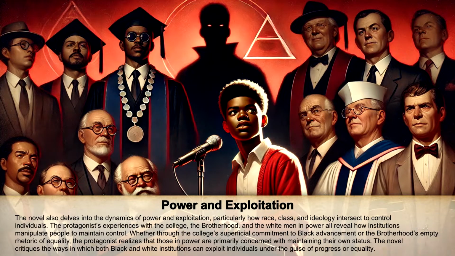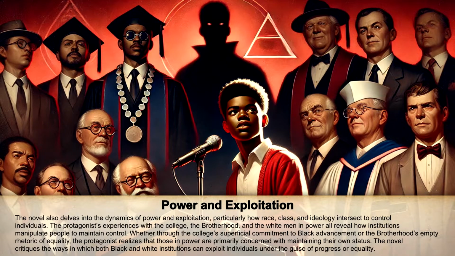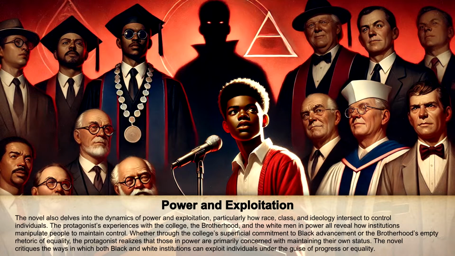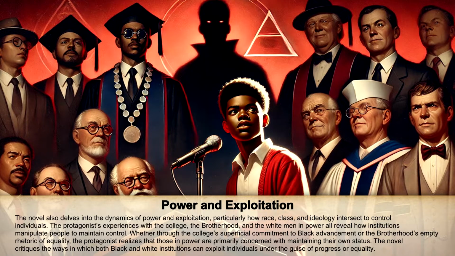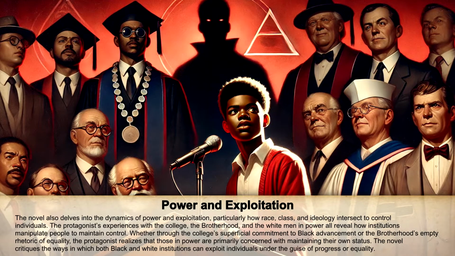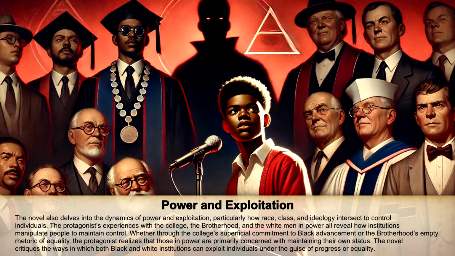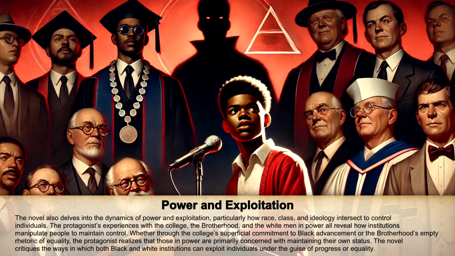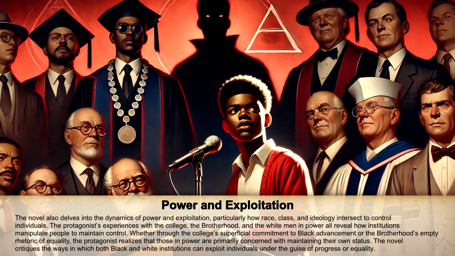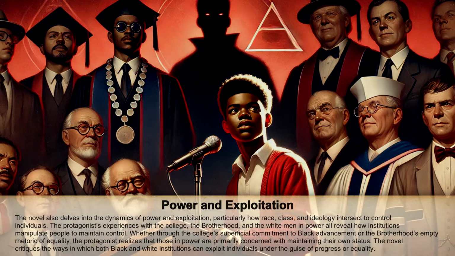Power and exploitation. The novel also delves into the dynamics of power and exploitation, particularly how race, class, and ideology intersect to control individuals. The protagonist's experiences with the college, the Brotherhood, and the white men in power all reveal how institutions manipulate people to maintain control. Whether through the college's superficial commitment to black advancement or the Brotherhood's empty rhetoric of equality, the protagonist realizes that those in power are primarily concerned with maintaining their own status. The novel critiques the ways in which both black and white institutions can exploit individuals under the guise of progress or equality.